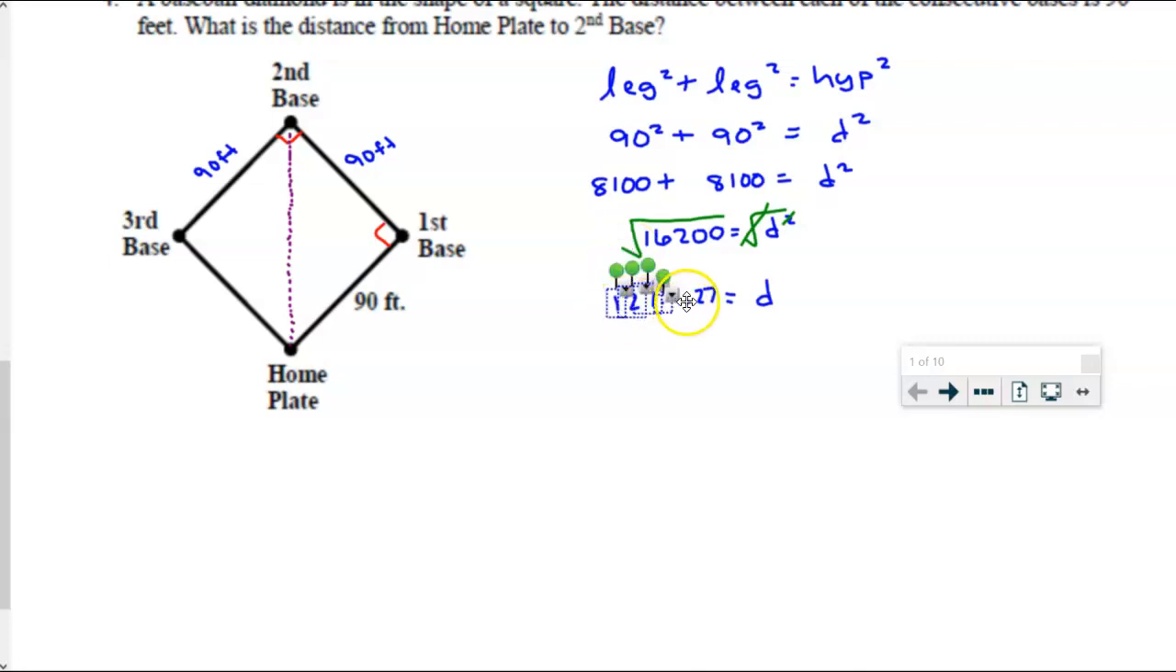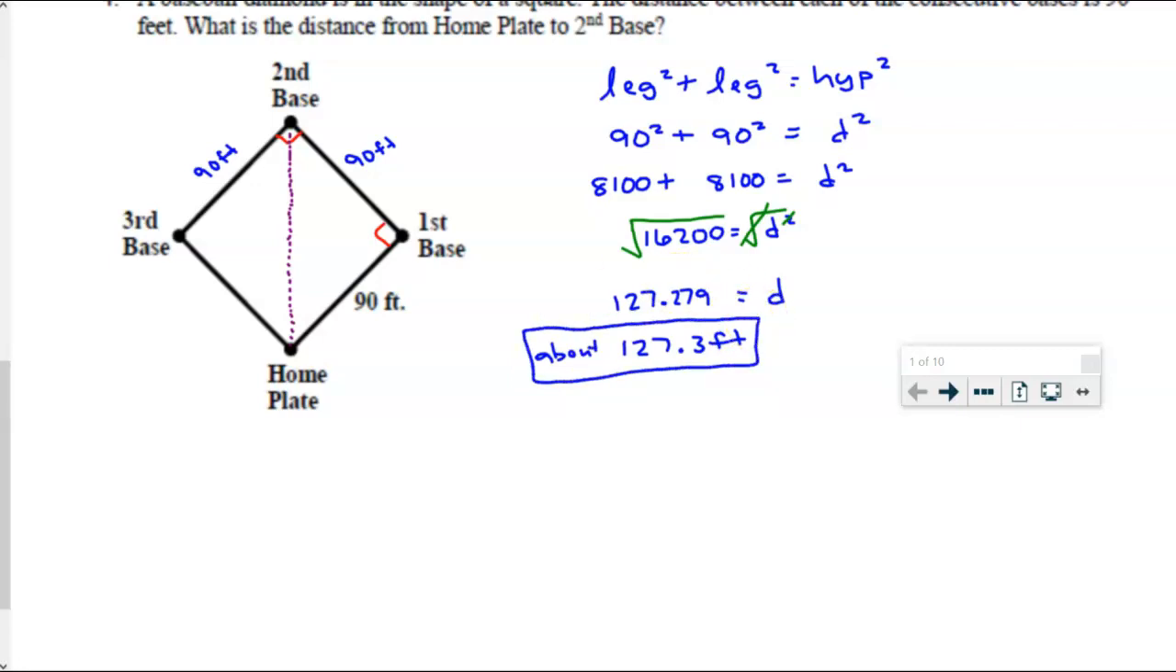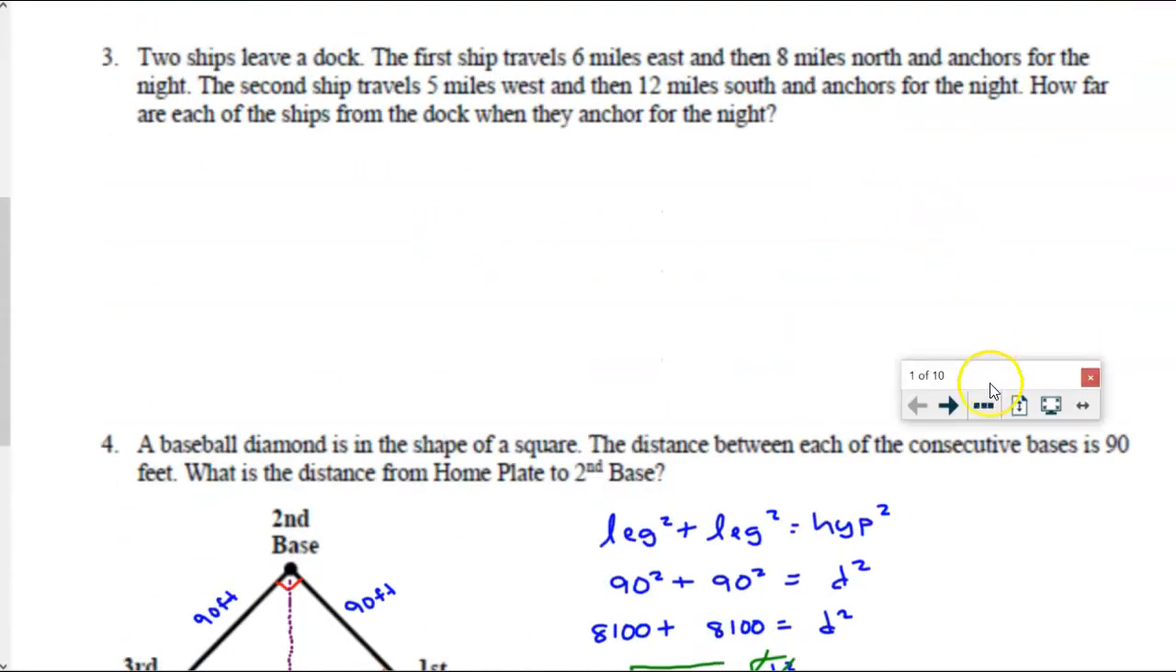Based on this, and based on the fact that it gave me 90 feet, which is 90.0, do you really think I need all of those extra decimals at the end? So we can probably round and just say 127.3 feet. Is that a perfect answer? No. So I'm going to say about 127.3 feet is the distance. Not a bad guess. But if it were exactly 120 feet, would they be right angles anymore? No. Okay, great job.